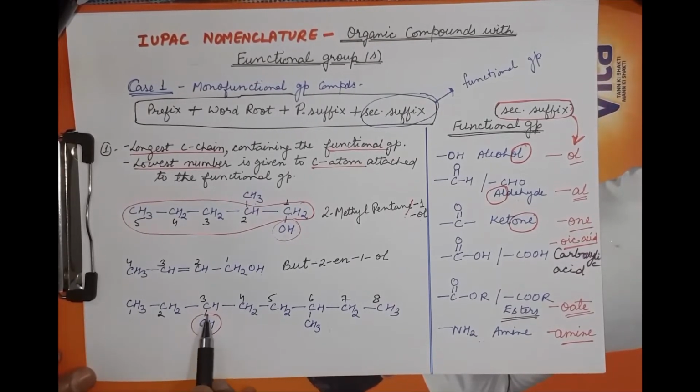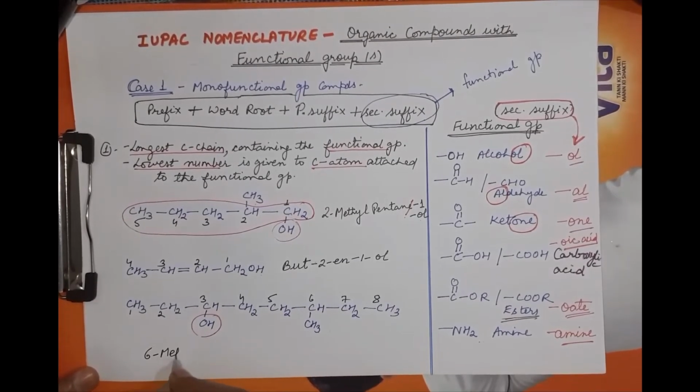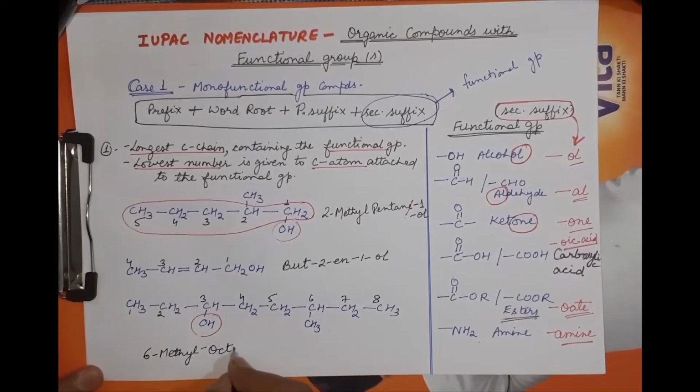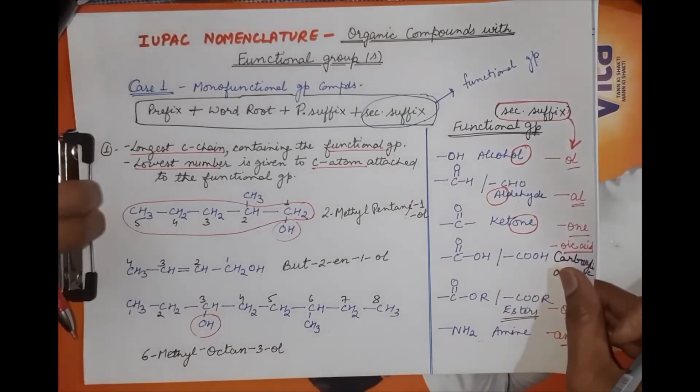So 1, 2, 3, 4, 5, 6, 7, 8. The prefix methyl group is at the 6th position. So the name is 6-methyl, and then because it is the 8 carbon chain, octane, then again E will be dropped out, octane 3 ol. This will be the name, 6-methyl octane 3 ol. So this is the IUPAC name in this case.